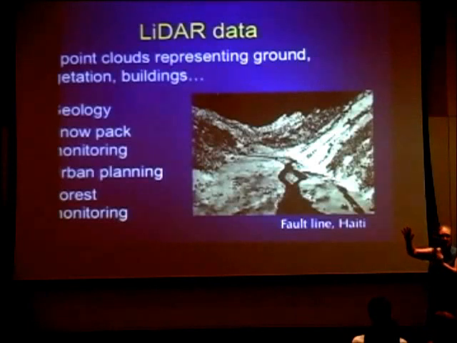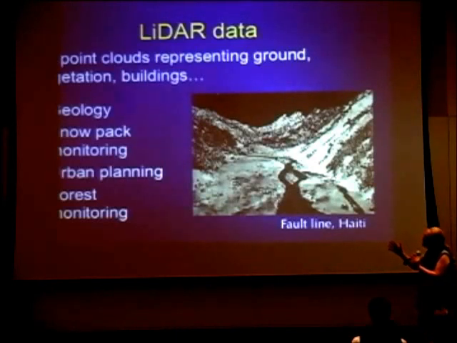Other people that I know in CITRIS are using LIDAR for monitoring the snowpack in the Sierras. They see what the ground level is in the summer, and then they fly over it again in the winter, and they see what the level of the snow is over the ground. This gives them a very accurate map of how deep the snow is in various places. It's used in urban planning. You can get not just a map, but an entire three-dimensional model of your city. And the thing that I'm particularly interested in is using it for monitoring forests. You want to see how well a forest is doing, how big the trees are, and how healthy the forest is.